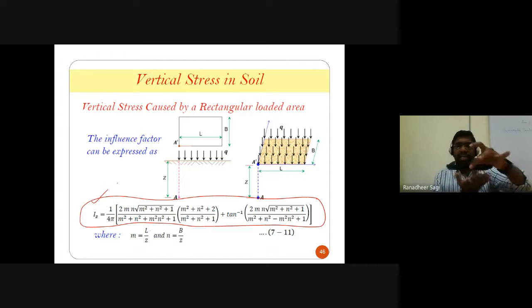Or let's say the rectangular loaded region is this, but the point where I'm interested in calculating my increment in stress is somewhere here, which is away from the loaded area completely. How do I do that? You can still do it for the rectangular loaded region only, but at any point you can still calculate the vertical stress that is getting developed. So how do we do that?